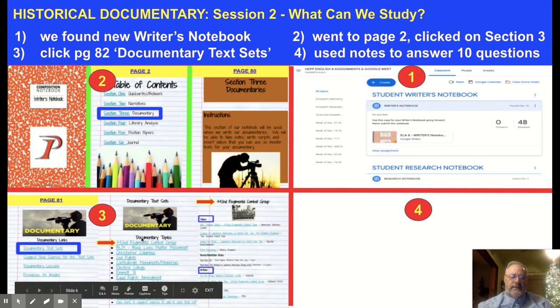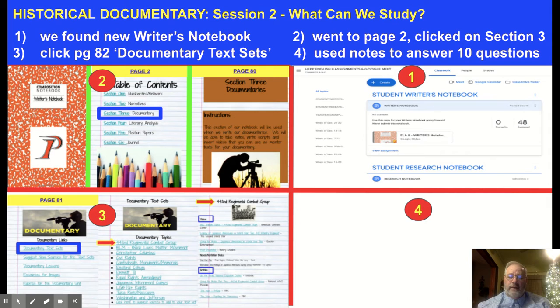And just like we did with our science topics, we have several text sets. We have 12 here. Okay, we're not going to do groups this time. We're just going to select these on our own. And we looked at these last week.